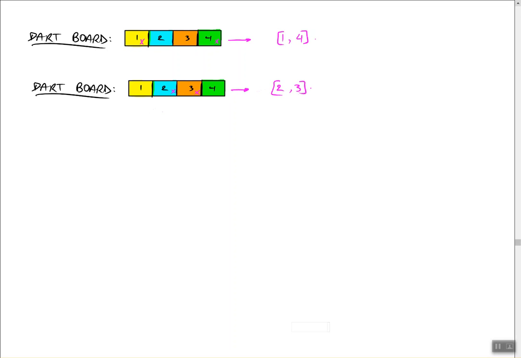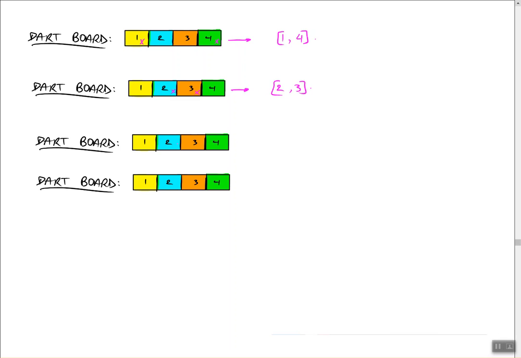Let's play the game 2 more times. And let's suppose this time that your 2 darts both landed in 1. Then you would know that the multi-set is 1, 1. And suppose your 2 darts landed in 2 and 4. Then you would know that your multi-set is 2 and 4. Again, 4, 2 or 2, 4 does not matter, because in this section the order is not that important.